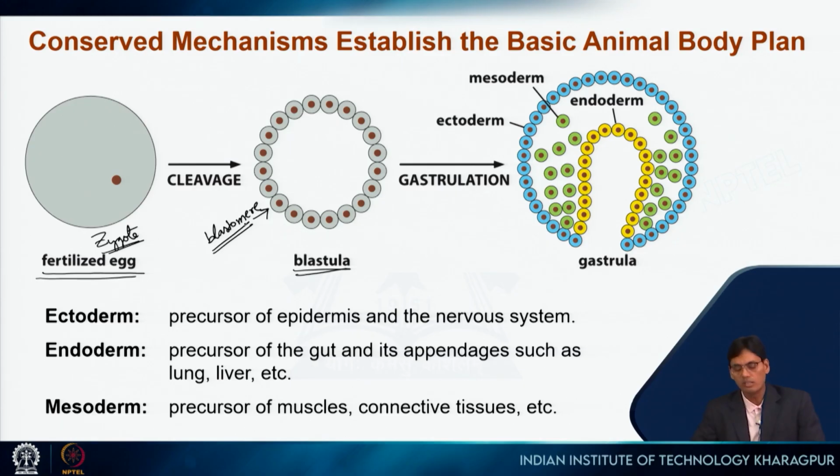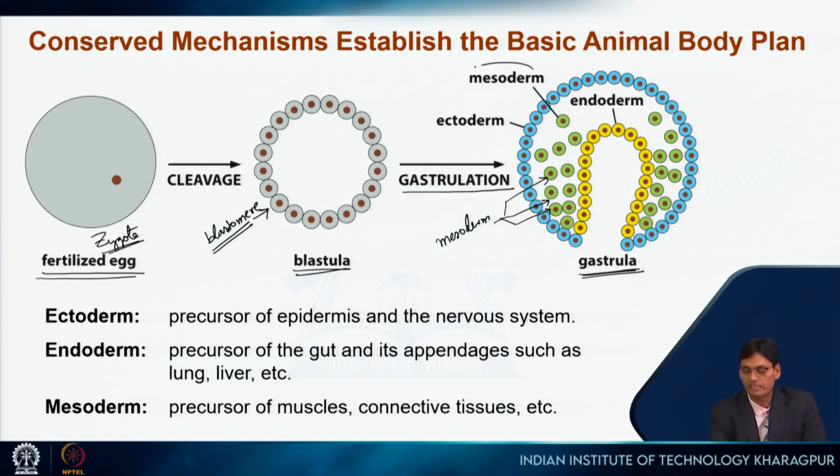And now it will undergo another process called gastrulation. This is a complex process, and during gastrulation, as you can see, we are showing cells with different colors. This is the gastrula. Now you can see that whatever cells are present in the blastula, after gastrulation some of those cells tuck inside. As you can see, these green cells are tucked inside. In this diagram, these green cells are called mesoderm.